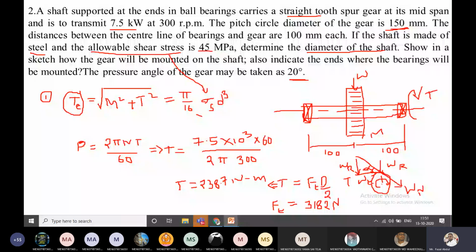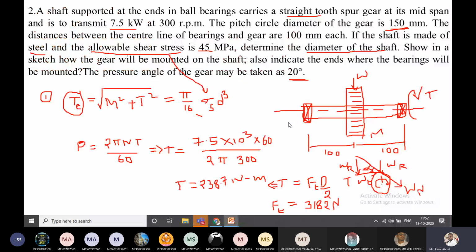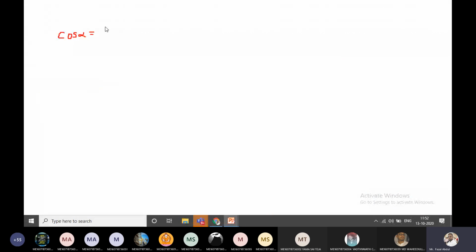So I am writing here. The relation between WT and WN is cos alpha equal to... what is cos alpha from the above? Cos alpha is nothing but WT by WN, tangential load by normal load. Now, what is the normal load here?